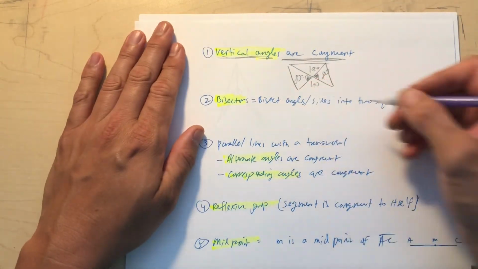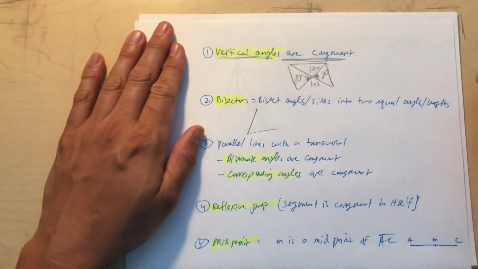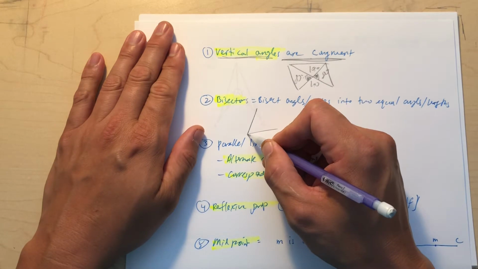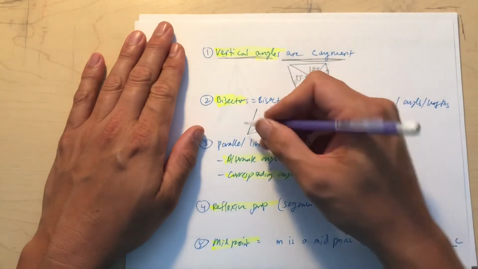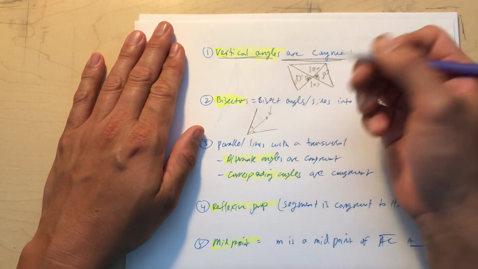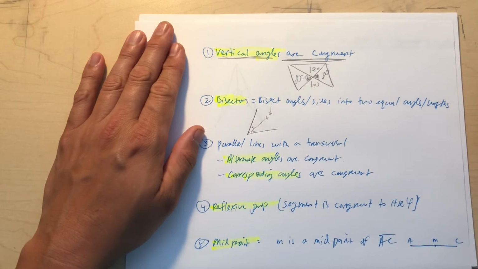Bisectors. Bisectors means that if there is an angle and the bisector cuts this angle, so this is the bisector here, that means that these 2 angles are the same. For example, that'll be like 30 and 30 or something like that.